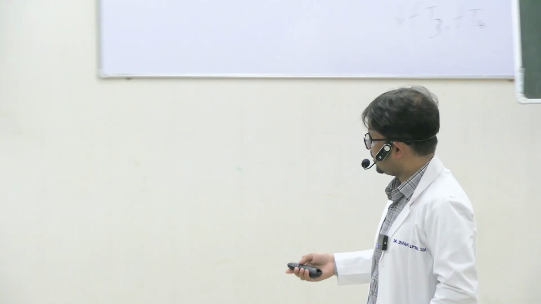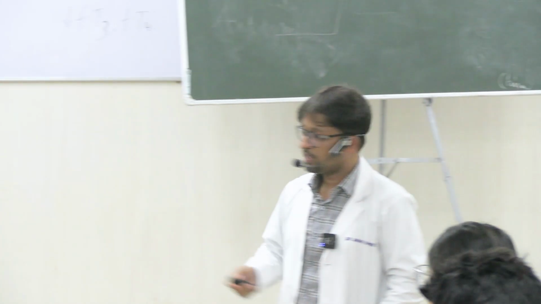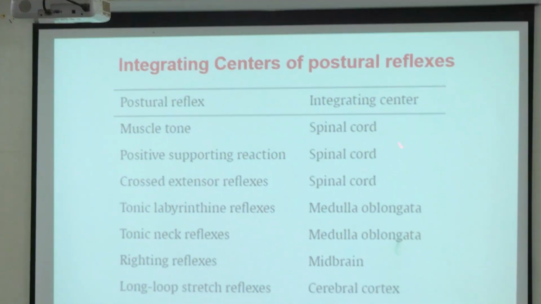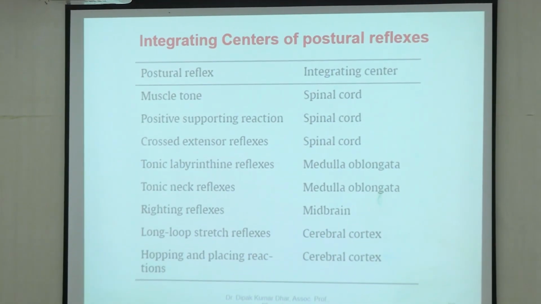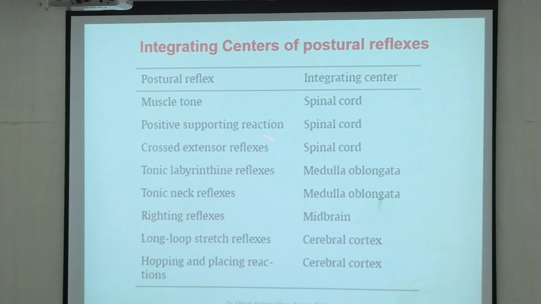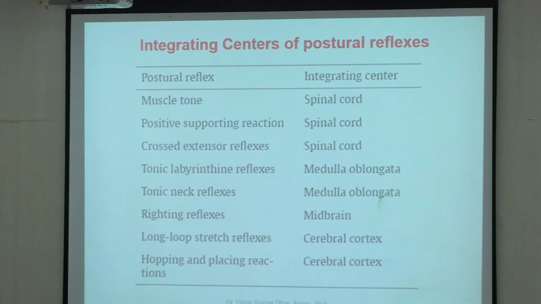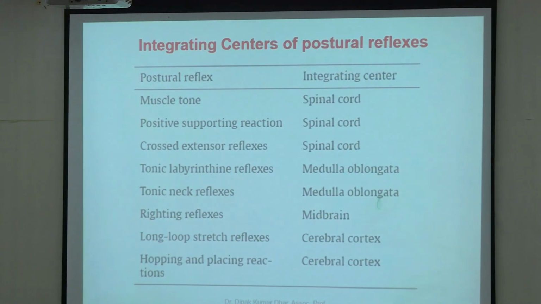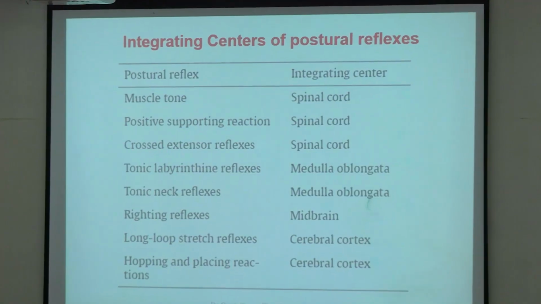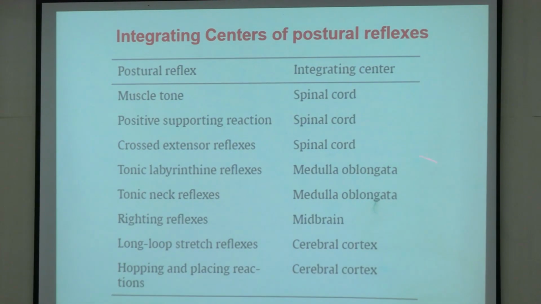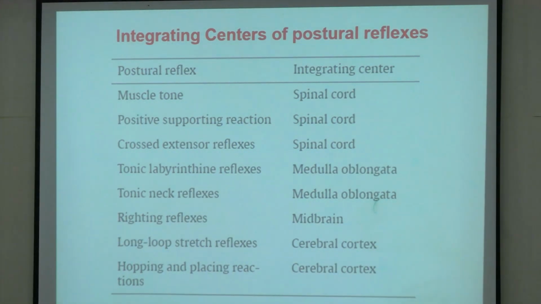So you have, I'll go directly, you will see the centers also. Anti-gravity muscles, the first one, right? So anti-gravity muscles, you can see the integrating center, right? Tone of the anti-gravity muscle. This is the first one at the level of the spinal cord. Positive supporting reaction, again at the level of the spinal cord. Crossed extensor reflexes, spinal cord is also integrating. Labyrinthine reflexes and neck reflexes, this is integrated at the level of medulla. Righting reflex at the level of the midbrain, and hopping and placing reactions at the level of cerebral cortex.